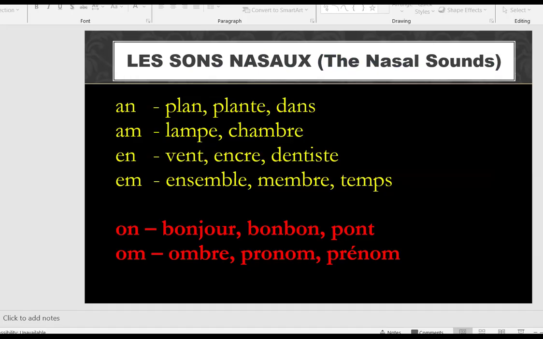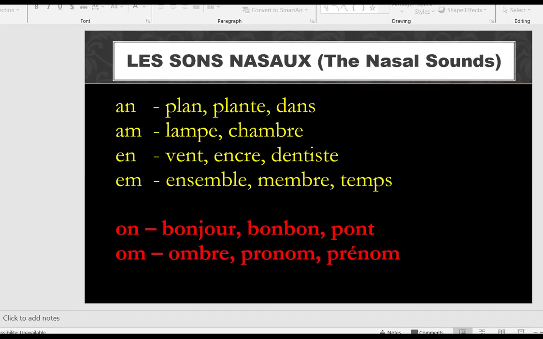Now in French, we have these sounds called nasal sounds, right? If you have heard people speaking bonjour, bon, there is a lot of nose involved, right? So it is bonjour, and encre, bon, something like this. So you have a lot of nose involved. So we will be doing some nasal sounds, the combinations in French.